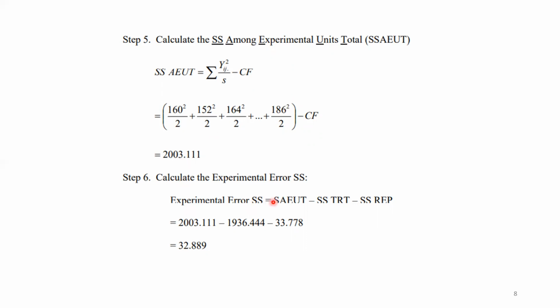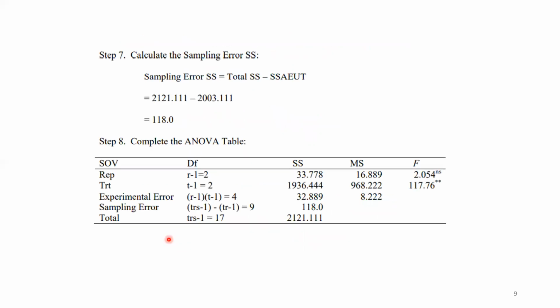So the experimental error sum of squares comes with these adjustments: SS among experimental unit totals minus SS treatment and replication. Following this, we can create our ANOVA table in this way.